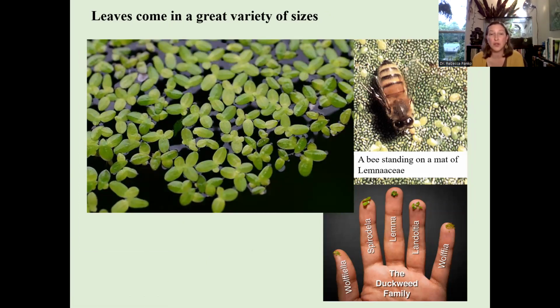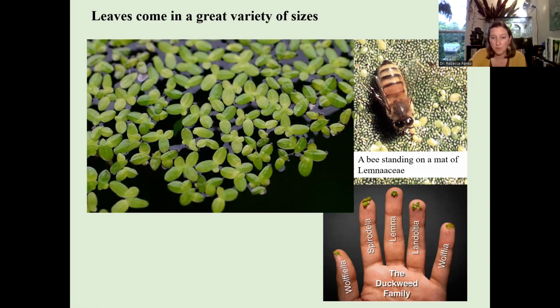And so you can see, look at this picture of a bee. This is an aquatic plant that floats in water. And I'll draw, I guess I'll use yellow. So look, this bee is standing on a mat of these duckweed leaves. And look how tiny, teeny tiny they are, right? They're itty bitty, teeny tiny leaves.